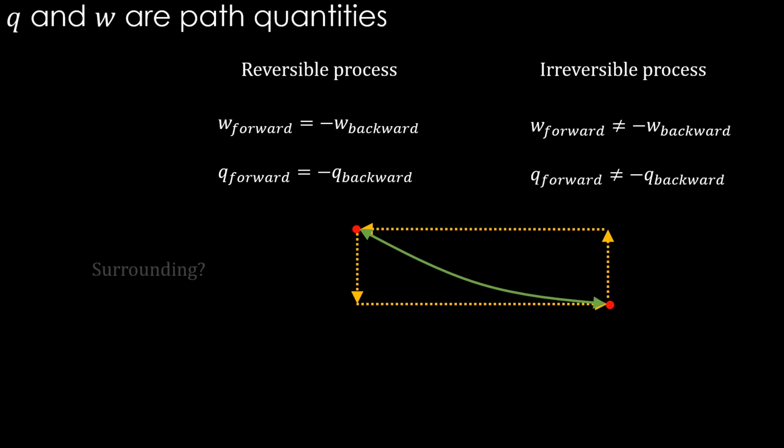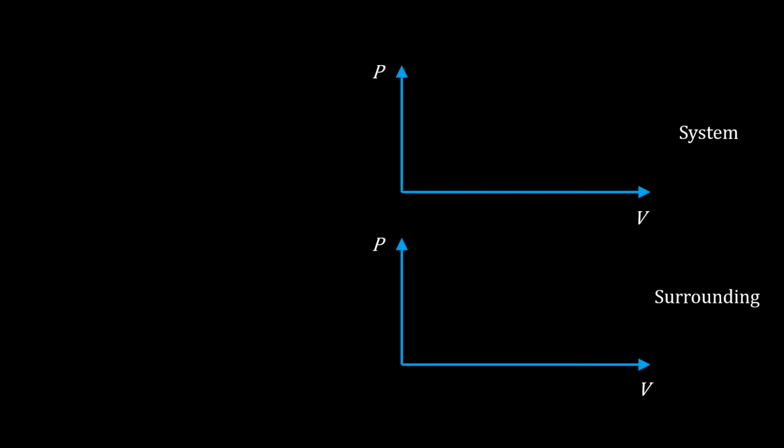Now think about the surrounding. Obviously, the reversible cycle does not disturb the surrounding. Whatever taken is given back, the Q, and whatever given is taken back, the W. In the case of the irreversible process, it is not so. Let's see it in a graphical form for a system and surrounding together.